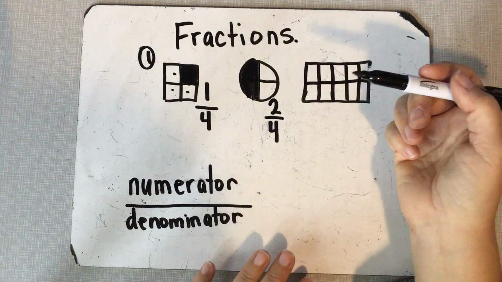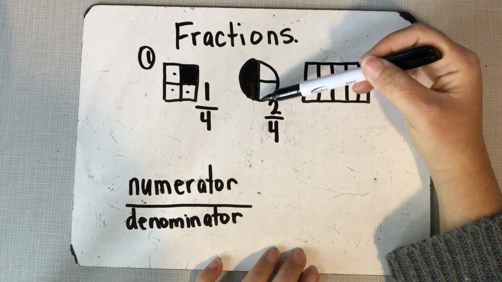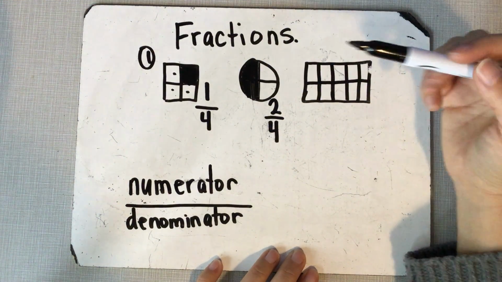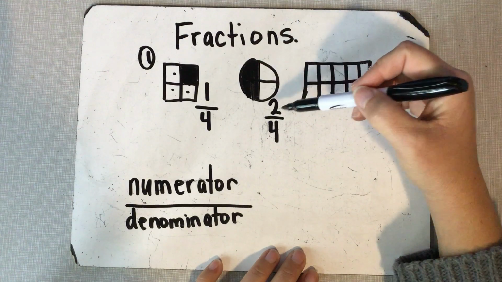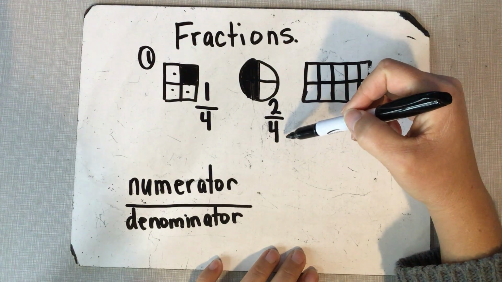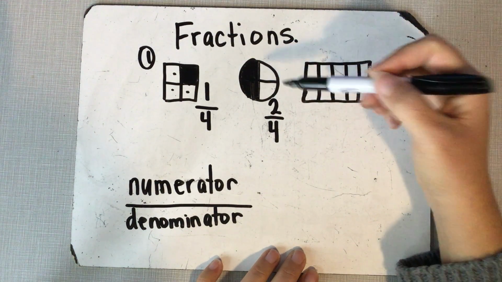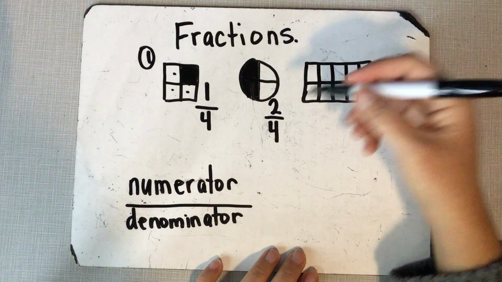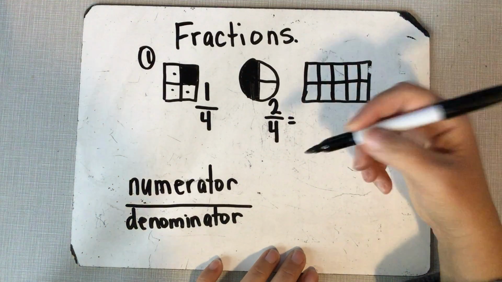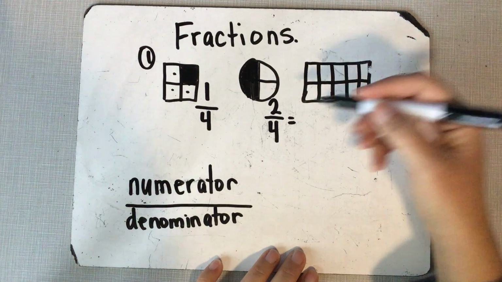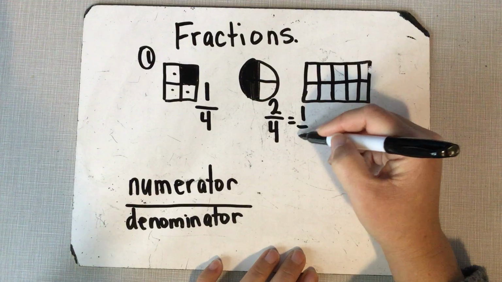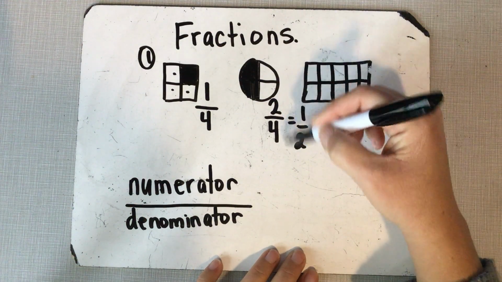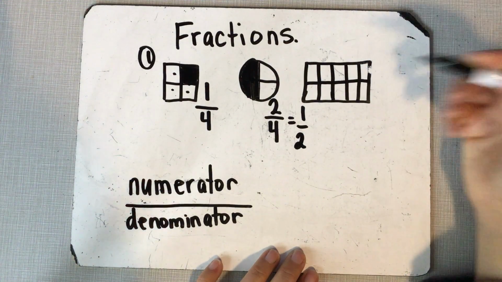Now, some of you might instantly think, hey, you colored in half of it. I can easily see that that's half, and you'd be absolutely correct. Even though it says 2/4, we can change that to make it the lowest fraction. We'll get into that a little bit later, but 2/4 is exactly the same as saying 1/2. So this is just the lowest version of that.